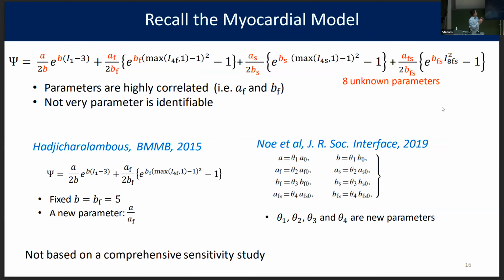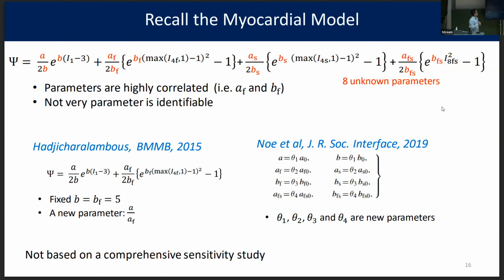And so that is the myocardial model I mentioned before. It's quite complex. It has 8 unknown parameters, and the parameters are highly correlated because there's an exponential function inside, and not every parameter can be uniquely identified. So there are different ways of trying to reparameterize this model. The left one only uses the first 2 terms, and they also introduce other constraints on the parameters. So in the end, there is only 1 parameter that needs to be inferred from the measured data.